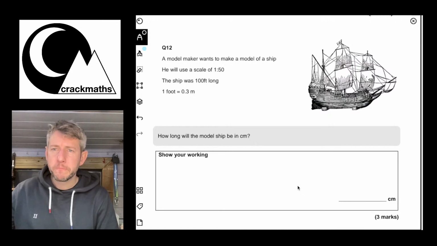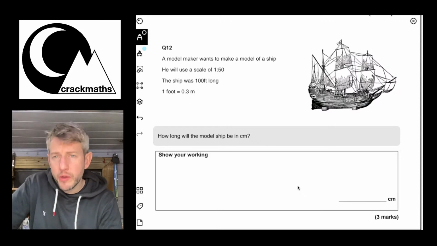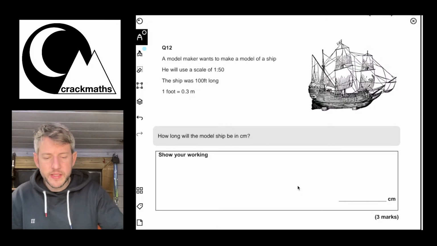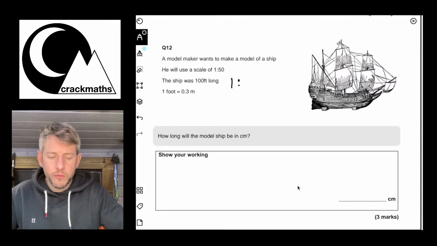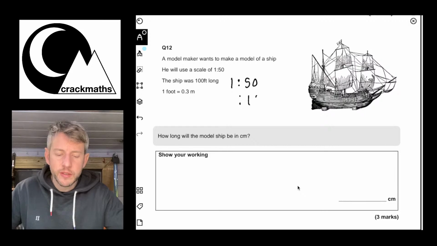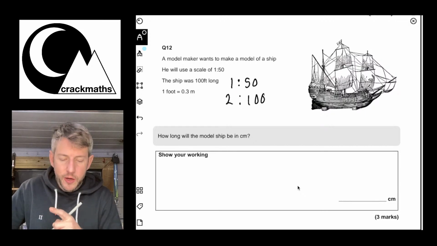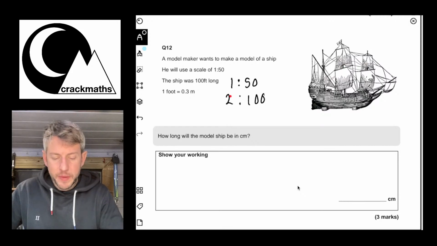Okay, right, so a model maker wants to make a model of a ship. He will use a scale 1 to 50. The ship was 100 feet long. Right, so what this means is that 1 represents 50. So we know the ship was 100, so that will be represented by 2. So the model is going to be 2 feet long.